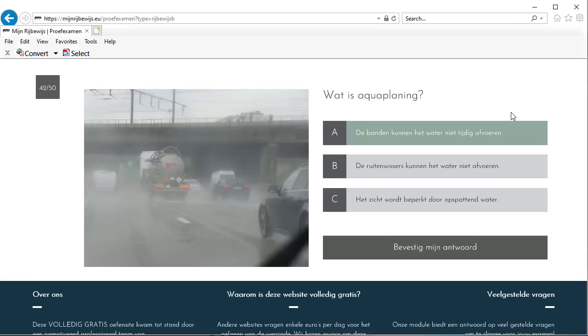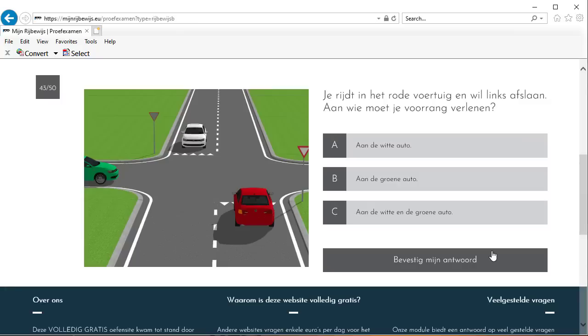You are riding in the red car and you want to turn left. To whom should you give priority? Option A is to the white car. Option B is to the green car. Option C is to the white and the green car.